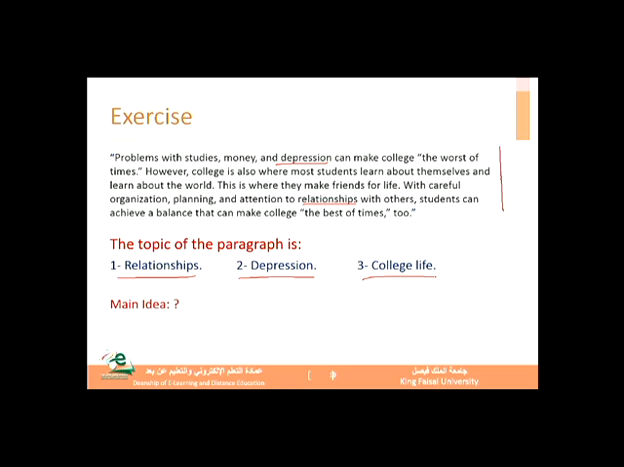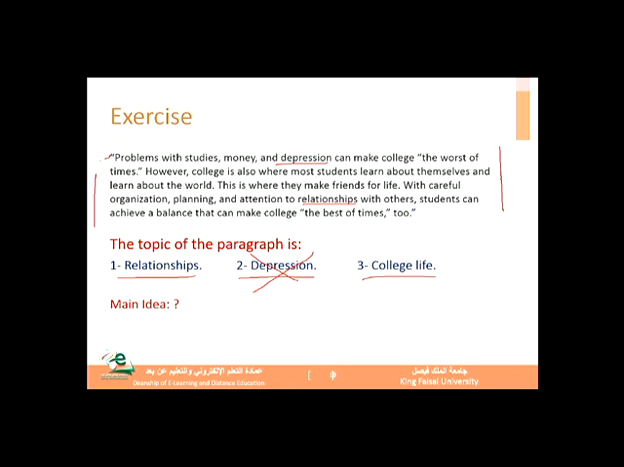Now we ask ourselves, what is the most general sentence? All right, so problems with studies, money, and depression can make college the worst of times. And then the rest of the paragraph is not about problems. All right, it's not about problems anymore. Just read the following sentences. They are not about depression. So we know that this cannot be the answer.